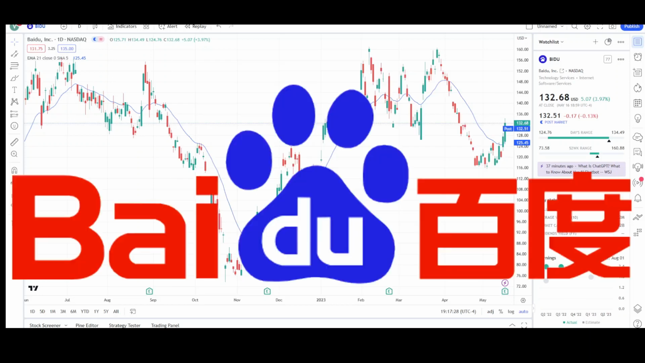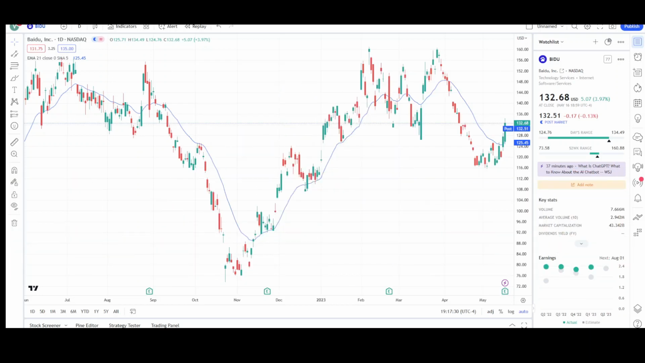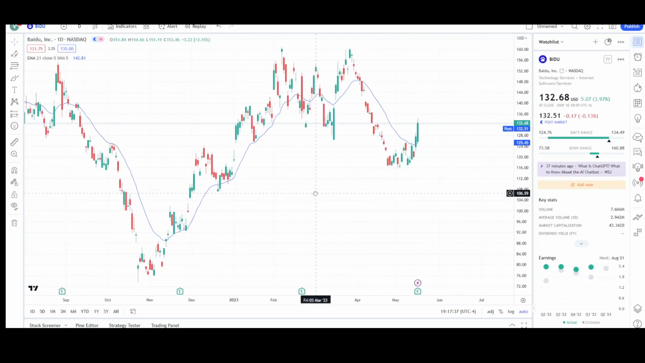I will first go over what I see on the daily chart and finish the video off with the weekly chart. So here we have the daily chart for Baidu, and it's starting to look bullish. It looks like the trend is reversing, and I'll go over the reasons why.